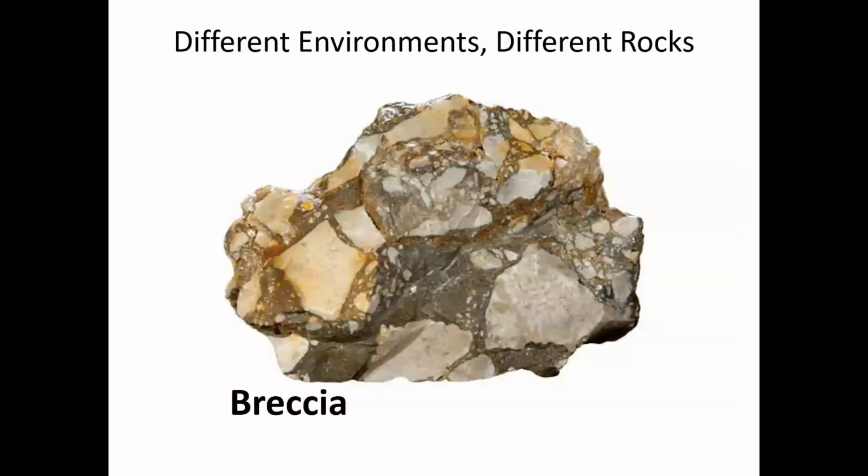Okay, so the rock breccia, big angular pieces. And it is a siliciclastic rock, meaning most, if not all of these pieces are made of silicates. So that would be called a breccia.